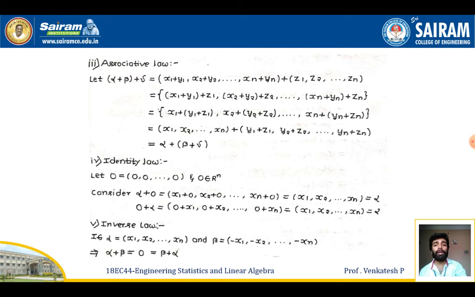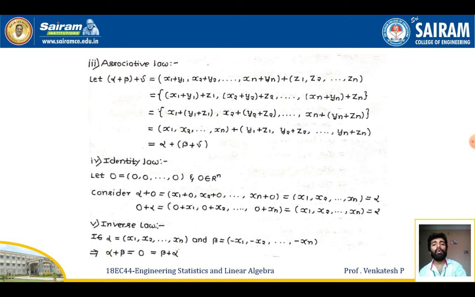So first I am combining only alpha plus beta. That is x1 plus y1, x2 plus y2, etc., xn plus yn, plus z1, z2, etc., zn. So now I am going to combine the entire vector. So I will be getting (x1 plus y1) plus z1, (x2 plus y2) plus z2, (xn plus yn) plus zn. So if I enter in the bracket: x1 plus (y1 plus z1), comma, x2 plus (y2 plus z2), etc., xn plus (yn plus zn).